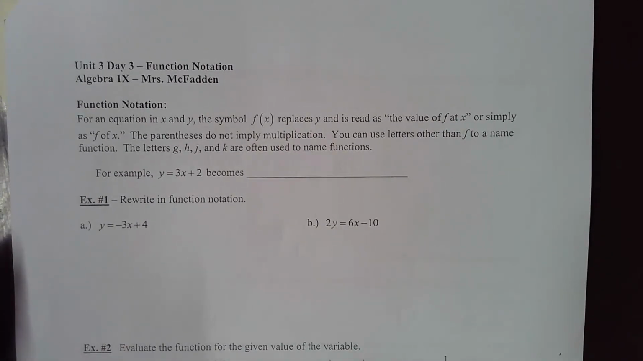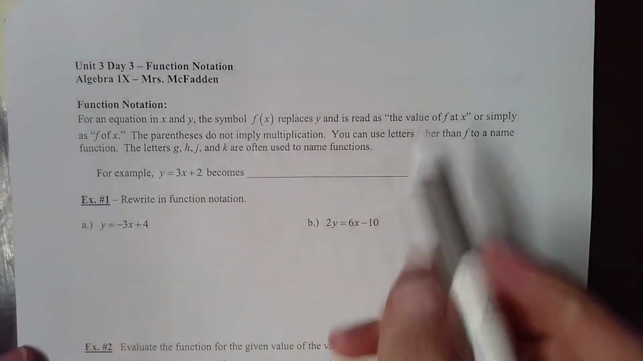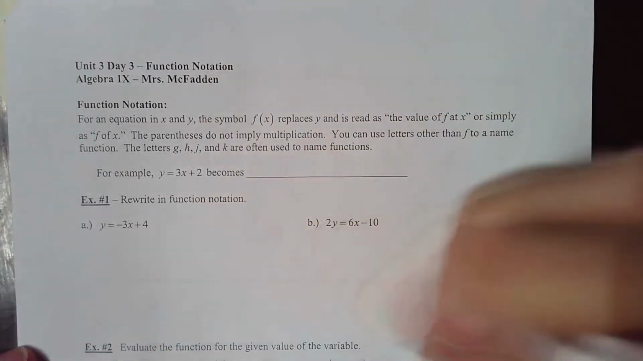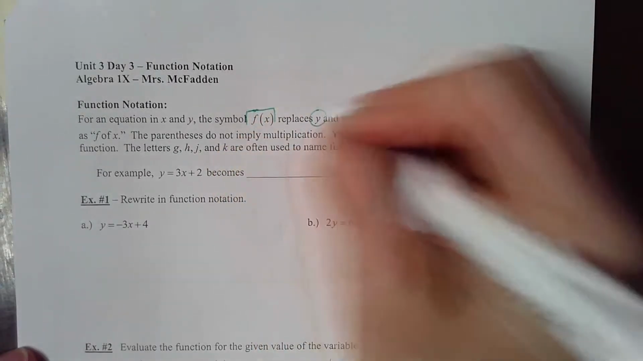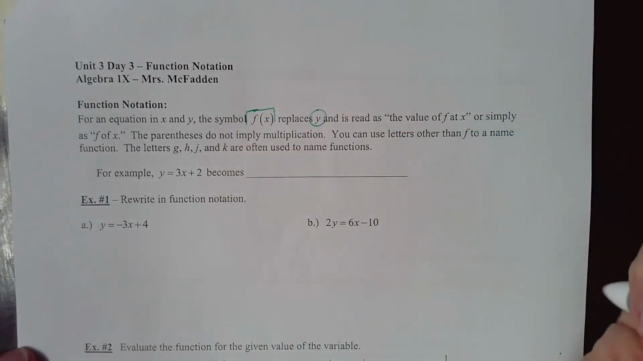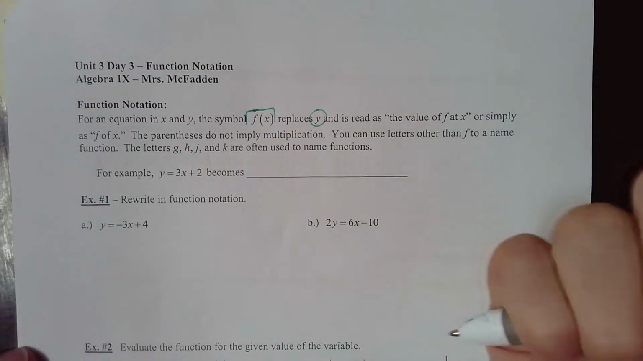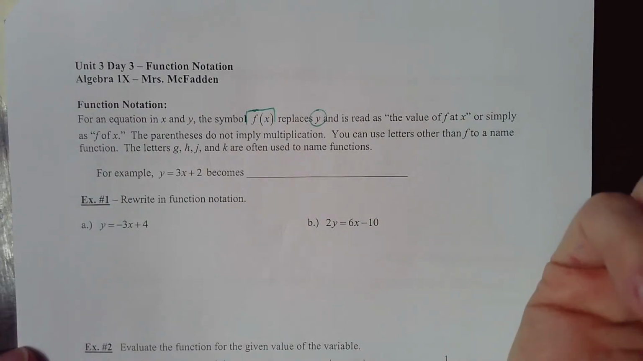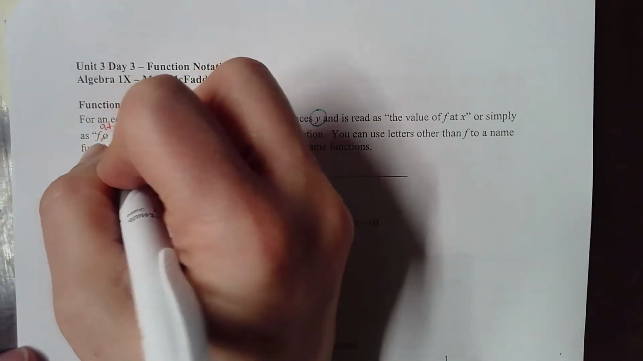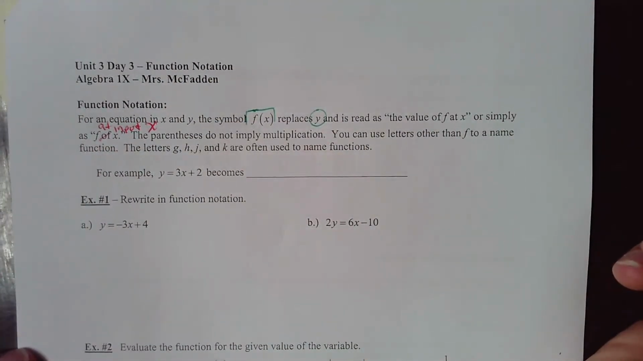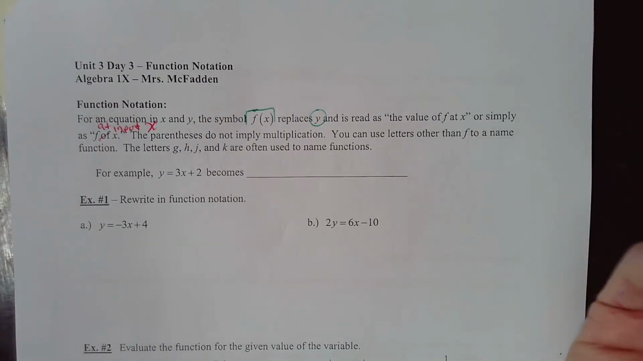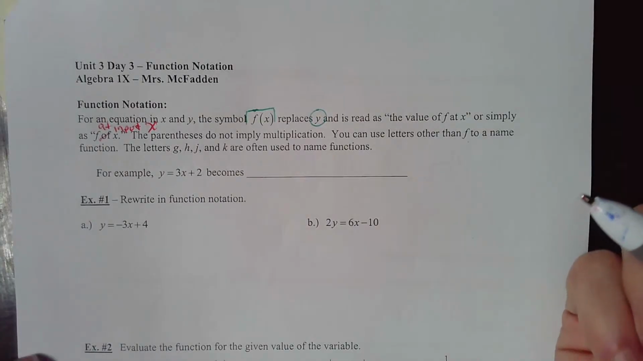Normally when we have an equation, we have x and y. F at x replaces y. We read it as the value of f at x or f of x. I say f at x. And I like to say f at input x. The parentheses are not multiplication. We have letters to name the function, just like we have last names. It differentiates us from each other.